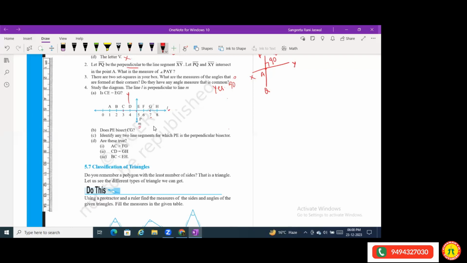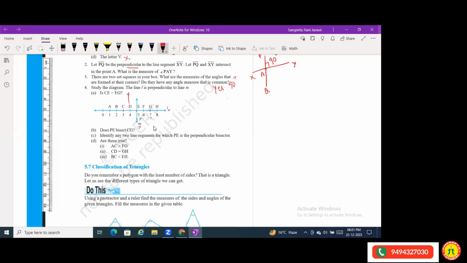Mom, can you tell what's the meaning of bisect? Yesterday only I had told you that bisecting means dividing into equal parts. Cutting in such a way so that the baseline gets divided into equal parts. Now the question is, does PE bisect CG?